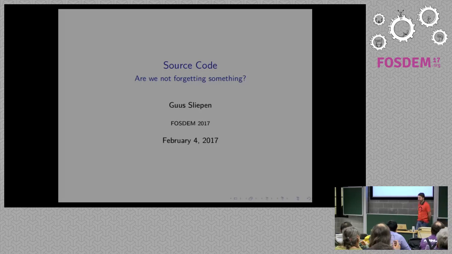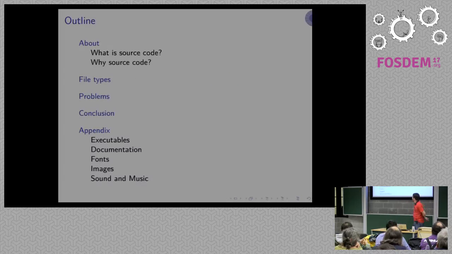I'm a Debian developer myself, but the talk will be relevant for any distribution. Maybe also for people who have their own upstream projects and want to provide tarballs or whatever for other people to use. So I'm going to talk about source code, of course. So what is it and why do we want it? And just a reminder of things that we should already know. Then I'll talk about different kinds of files.